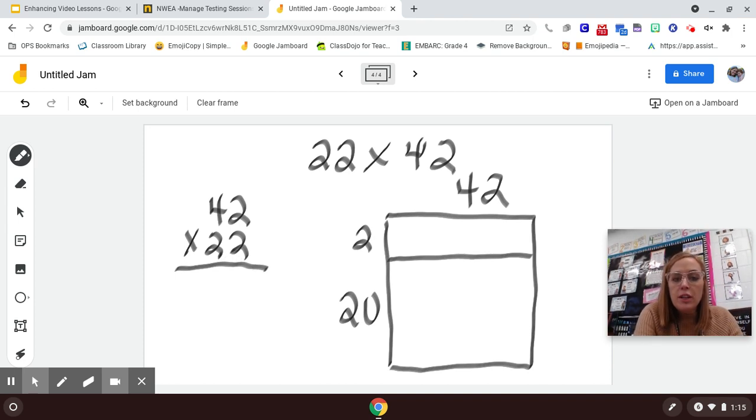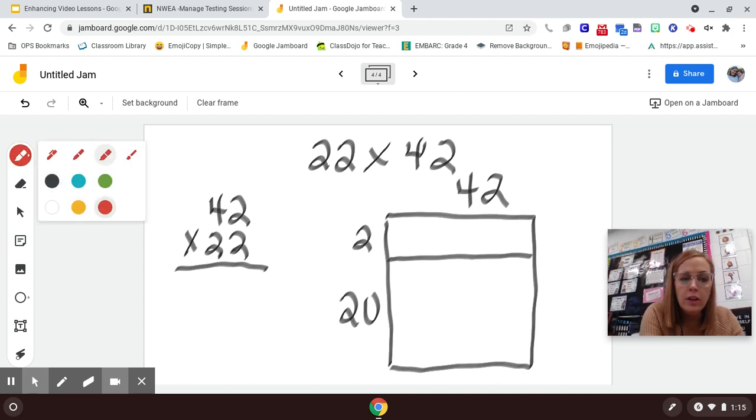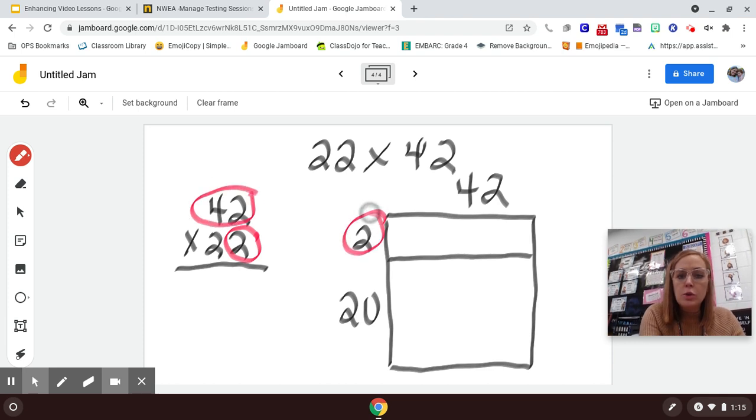The first thing I'm going to do is solve for 2, okay, which is here, times 42. So 2 times 42, right? That's the first thing I'm going to do. Nothing has changed with that. I know that 2 times 2 is 4, and 2 times 4 is 8.